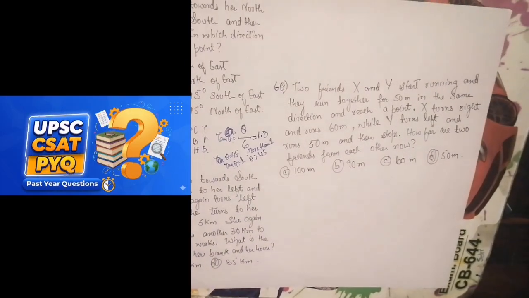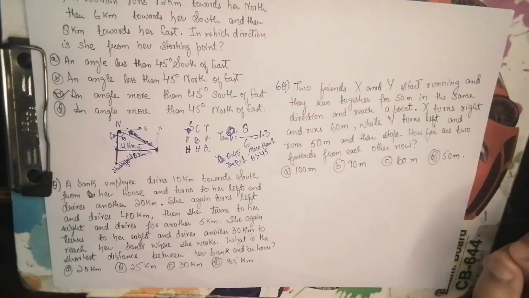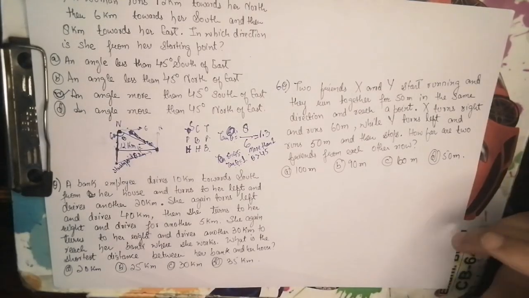Hello everyone, this is question number 4. A woman runs 12 kilometers towards the north, then 6 kilometers towards the south, then 8 kilometers towards the east. In which direction is she from the starting point?